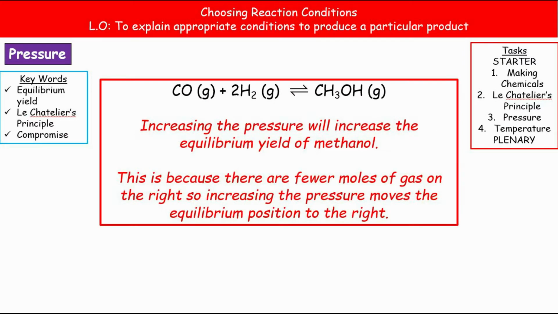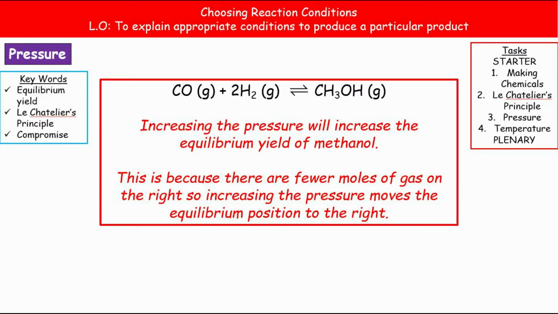So hopefully we remembered that if we increase the pressure, then we're going to move the equilibrium position in the direction of the fewest moles of gas. So if we look at our balanced equation at the top there, we can see we've got 3 moles of gas on the left and 1 mole of gas on the right. So if we increase the pressure, we move the equilibrium position to the right, and therefore we're going to increase the equilibrium yield of methanol. We're going to make more of it.